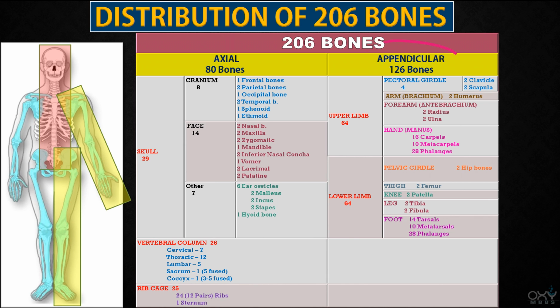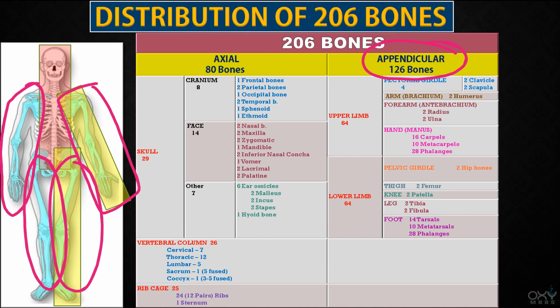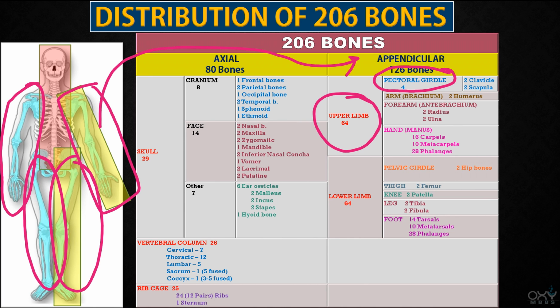Now coming to the appendicular skeleton. These are 2 upper limbs and these are 2 lower limbs which form the appendicular skeleton. And friends, the upper limb includes 4 bones in the pectoral girdle, and out of these 4 bones, 2 are clavicle and 2 are scapula. In the arm region or brachium, 2 humerus bones. In the forearm or antebrachium region, 2 radius and 2 ulna. In the hand or manus region, 16 carpal bones, 10 metacarpal bones and 28 phalanges.